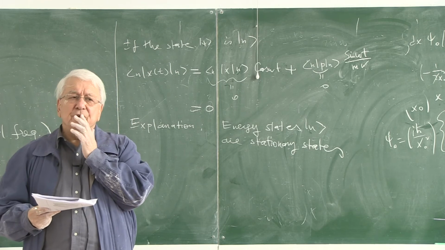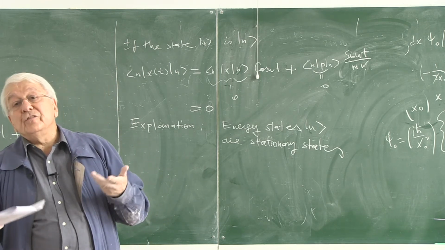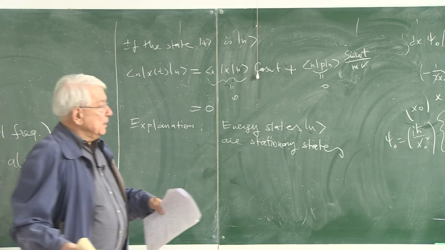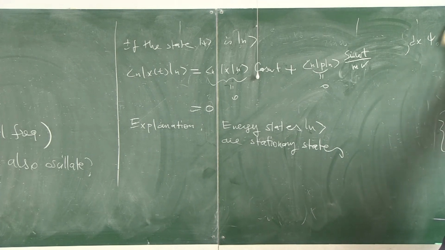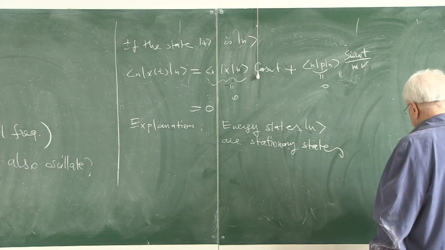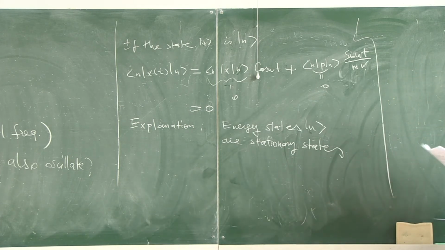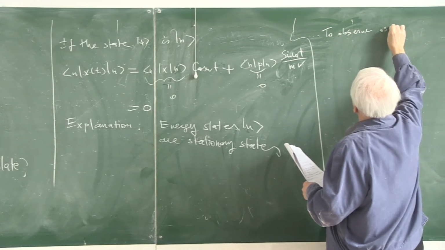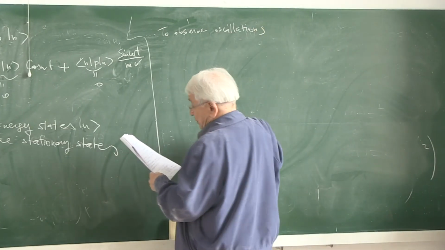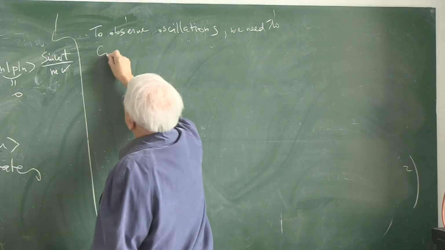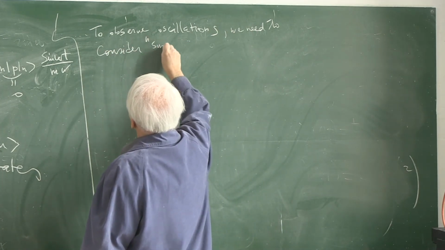How do we get oscillations at the expectation value level? In order to really have consistency, correspondence consistency with the classical physics, there's a way out. That's a very profound issue, really. The way out, how to get oscillation: to observe oscillations, we need to consider superposition of energy eigenstates.